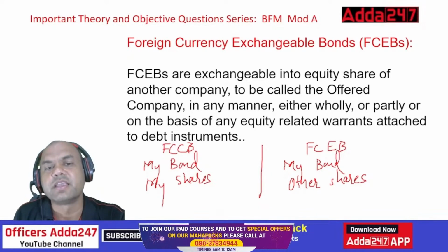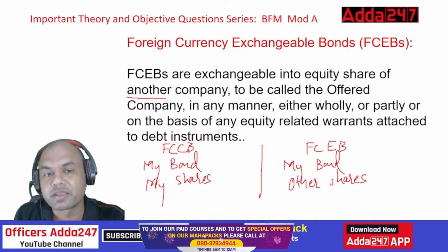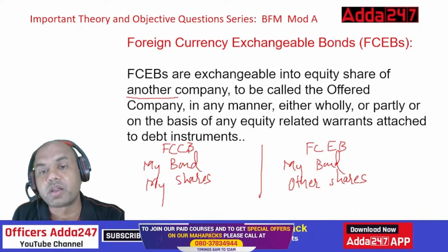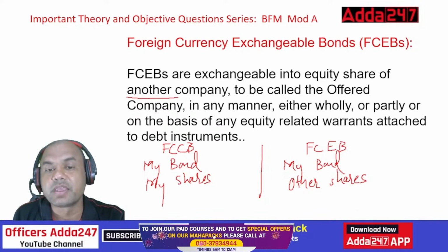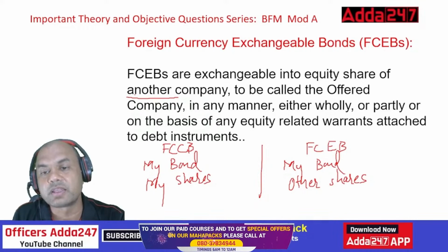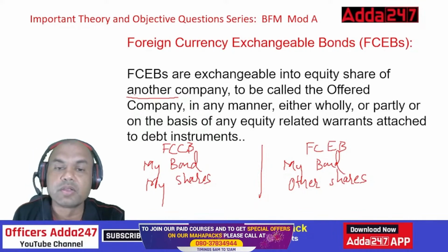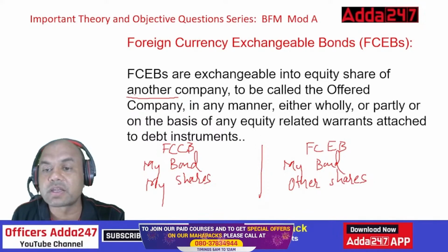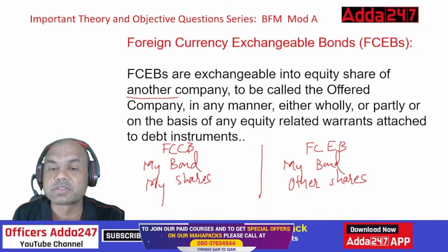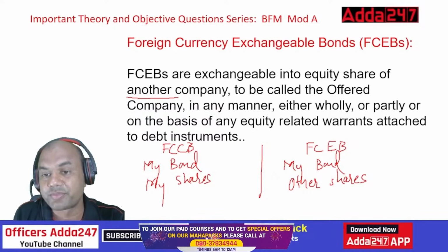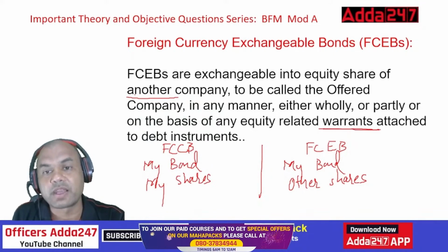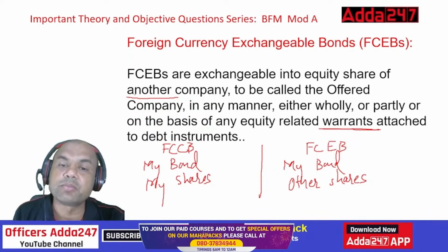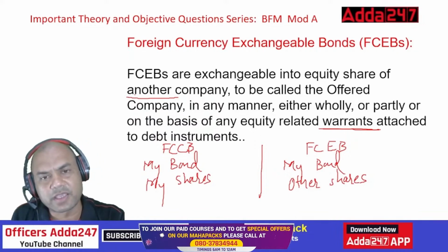Look at this. FCEB are exchangeable into equity shares of another company, to be called the offered company, in any manner, either wholly or partly, or on the basis of any equity-related warrants attached to the debt instruments. Here also warrant, not arrest warrant, right? Hero, villain, warrant means right. So FCEB means what? Here again, get the logic same, clear.